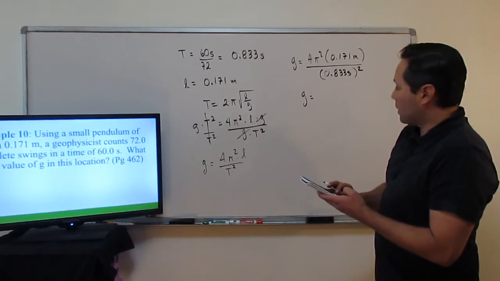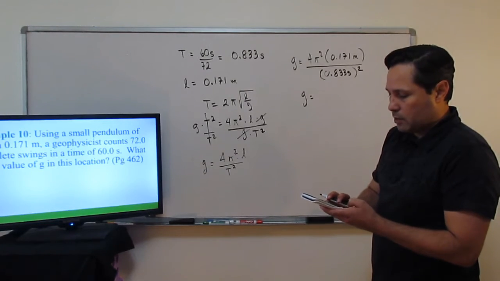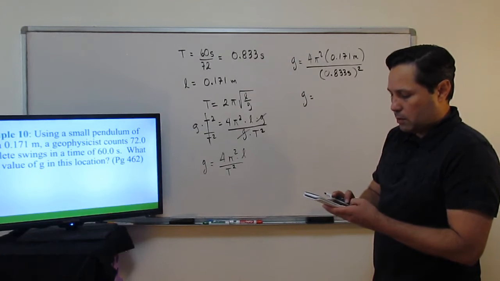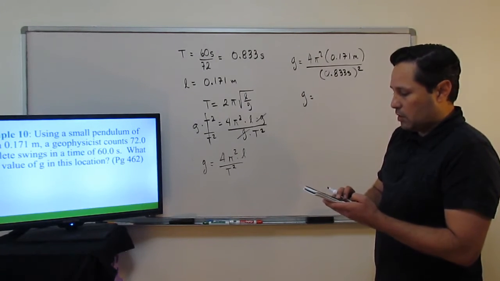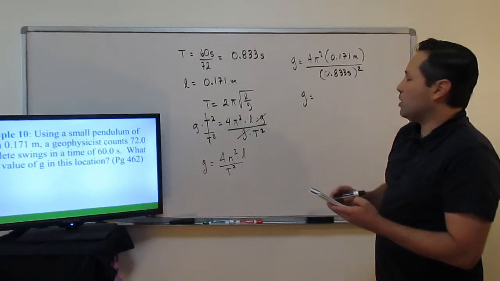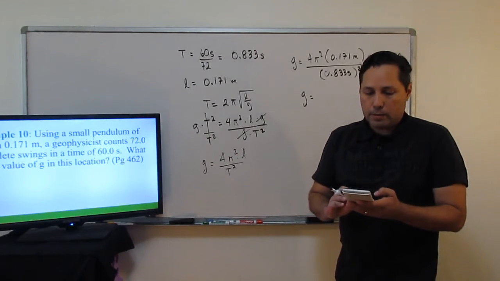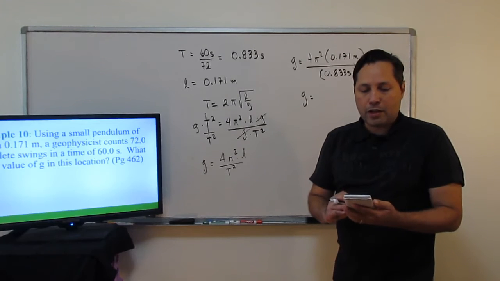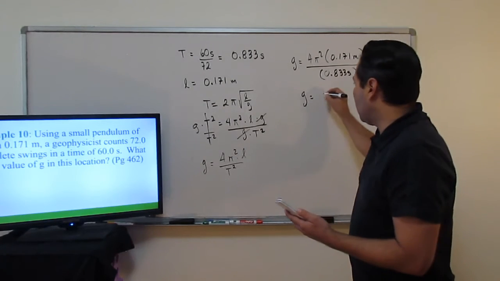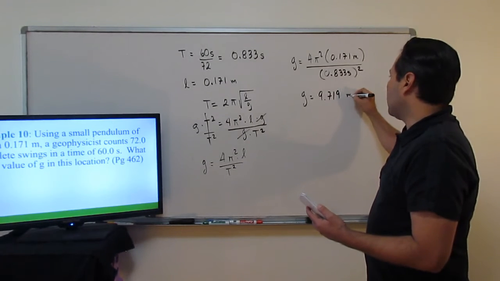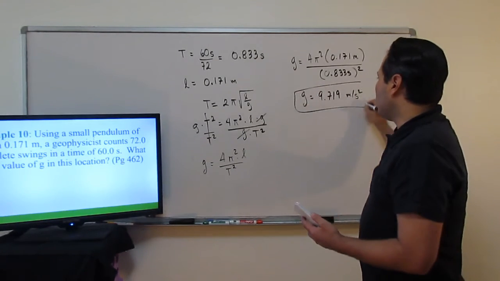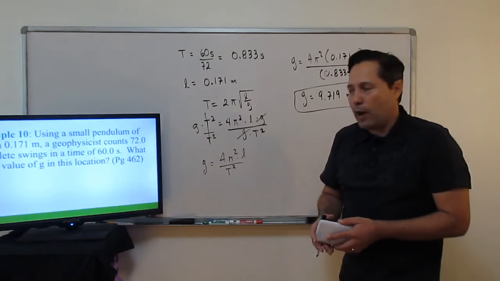0.717 times pi squared times 4 divided by 0.833 squared. It's going to go ahead and give us a value of 9.719 meters per second squared. So just about 9.8, but not quite.